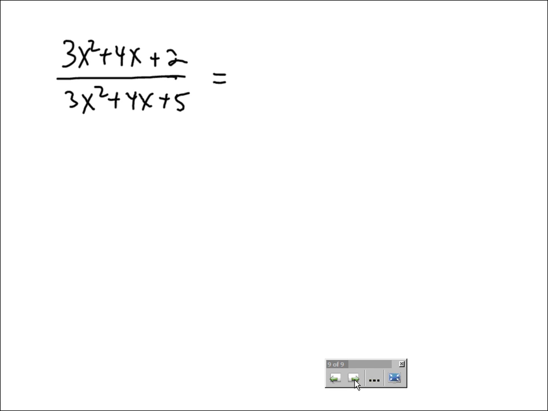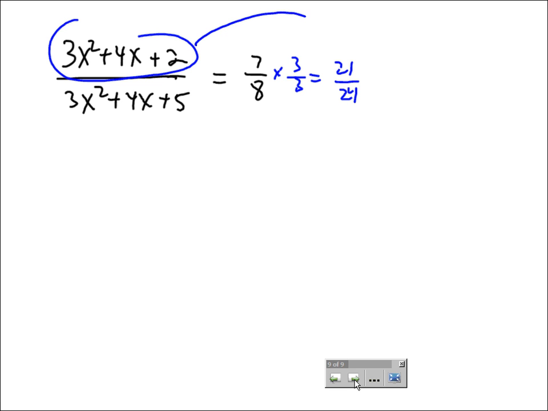So if I give you 7 over 8, the bottom's only 1 more. 1 times 3 gives me 3. So I want to be 3 more. Multiply by 3 correctly, and I get that. So I can now say this numerator is 21, or the denominator is 24. So 3x squared plus 4x plus 2 is 21.